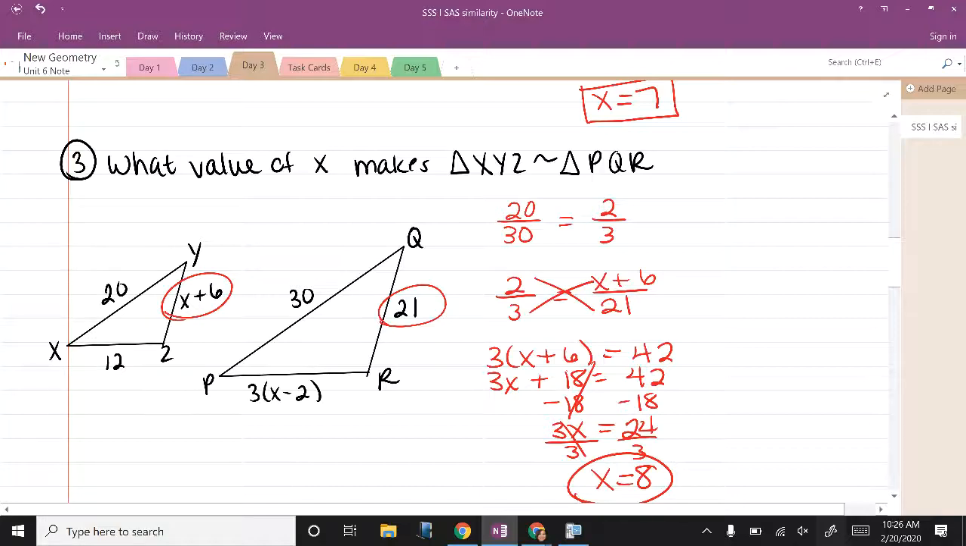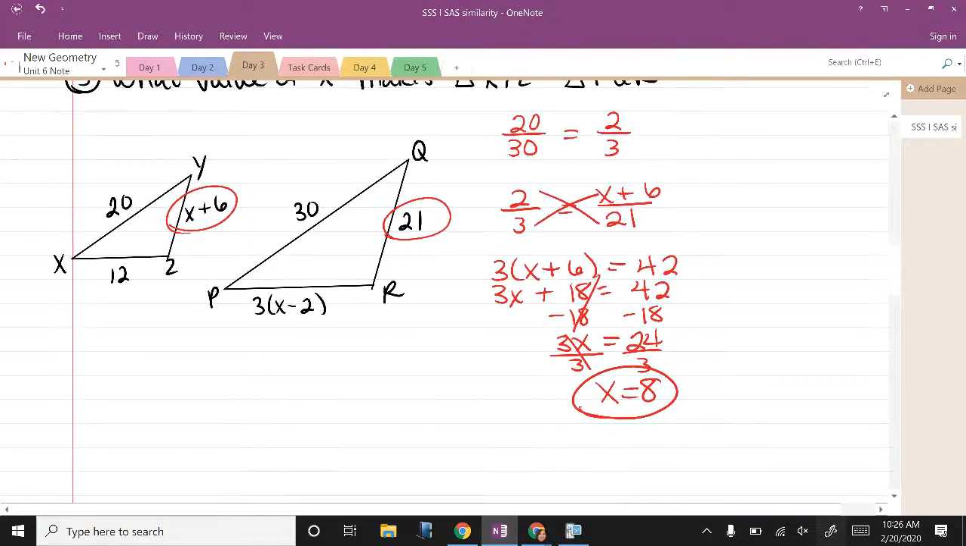And I'm quickly going to check it in a few spots to see if it makes 2/3. 8 plus 6 is 14. 14 over 21 is 2/3, right? 8 minus 2 is 6. 3 times 6 is 18. 12 over 18 is 2/3 as well. Good job. So that's just a little quick way y'all can check. Any questions about those?